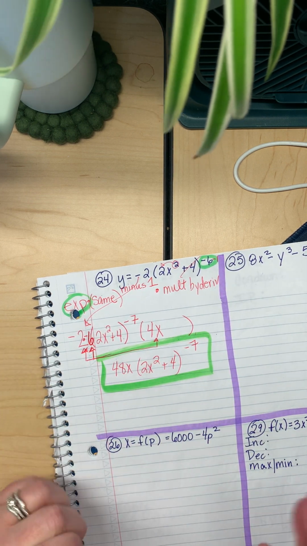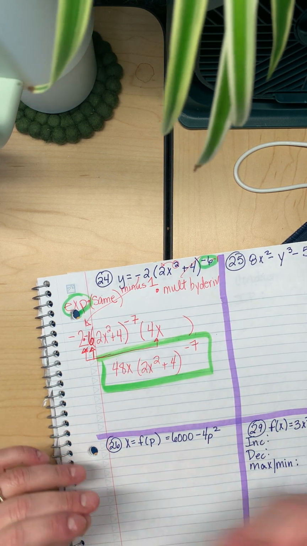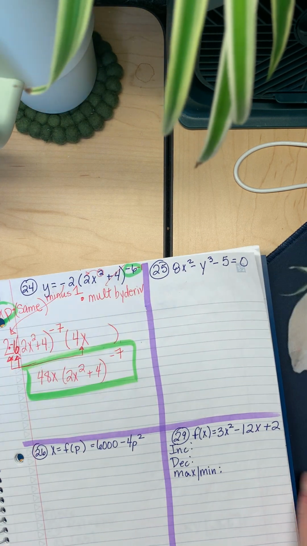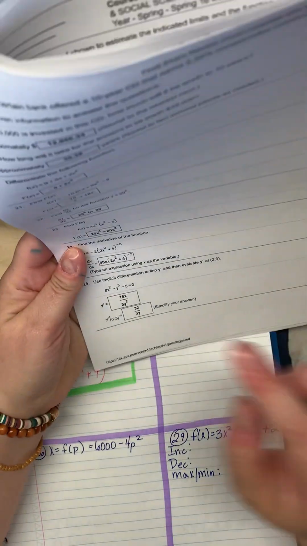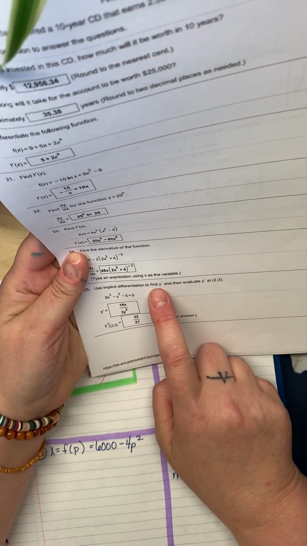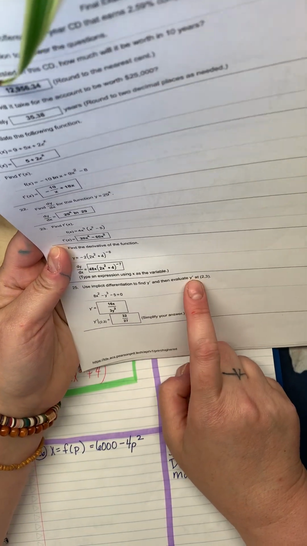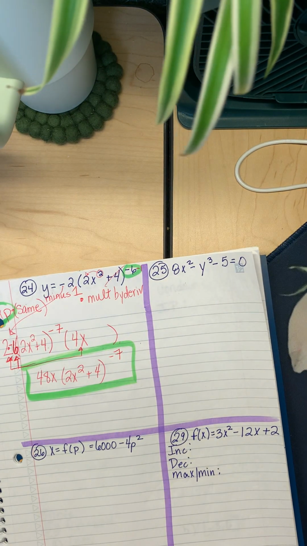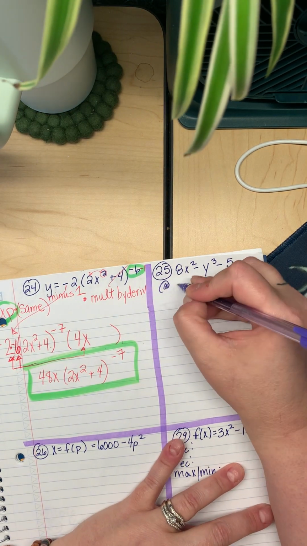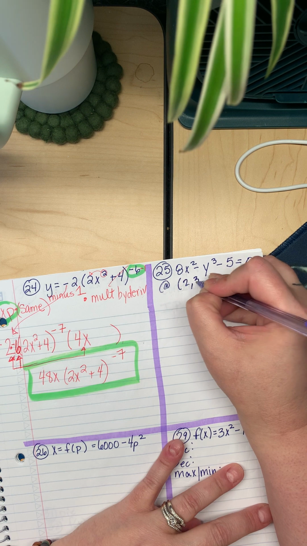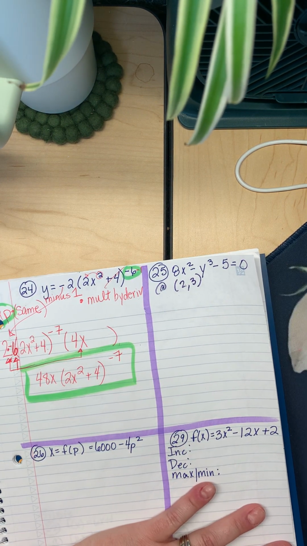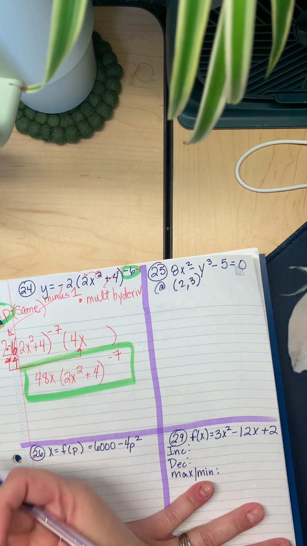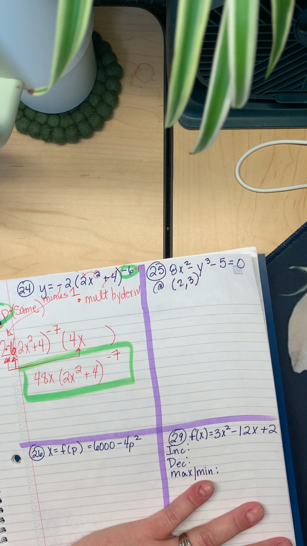Okay, let's go. Ouch. Let's go to 25. We got to use implicit differentiation. It says use implicit to find y prime and then evaluate y prime at 2, 3. I forgot to say that. At 2, 3. Okay, so this is where we're going to take the derivative of everything, and if we take the derivative of a y, we're going to put a y prime next to it.